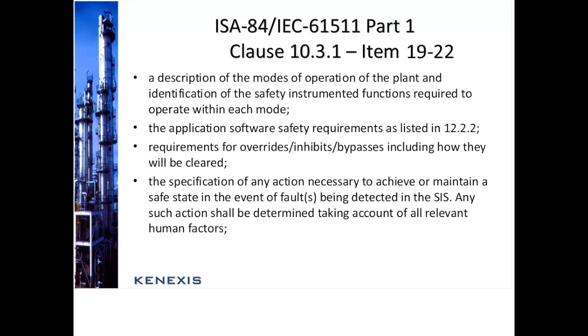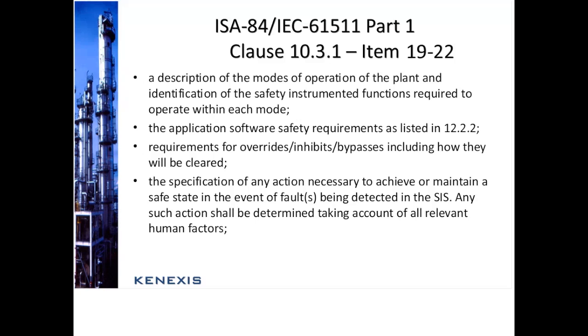Requirements for overrides, inhibits, bypasses, and including how they will be cleared. This is in reference to bypasses, such as when you have 2 out of 3 transmitters, and one of them is in a fault mode. You still have a potential 1 out of 2 vote to trip, but you want to put that one into bypass so that you can effectively repair the transmitter online.